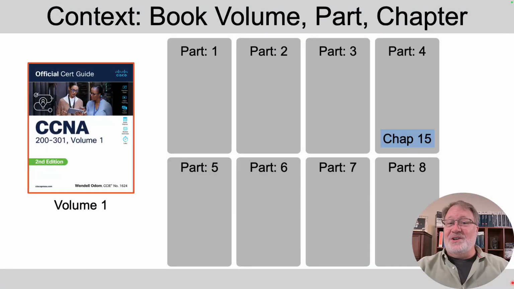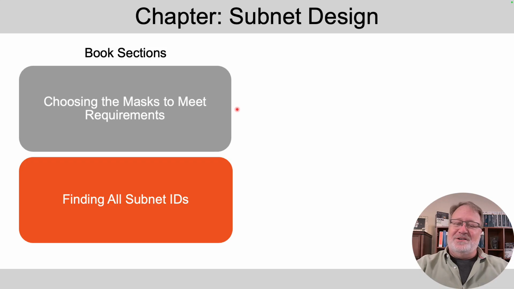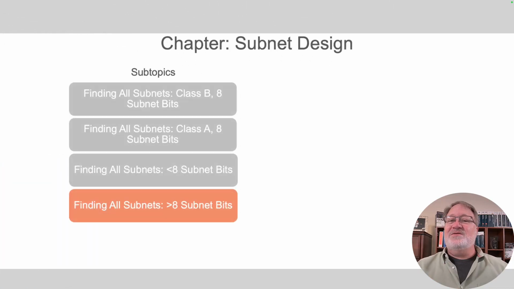Now this intro is a little bit different than most, so pay close attention here. As usual, the book has the same content. It's found in Volume 1, Part 4, Chapter 15 in the current edition. It's the last section there. That chapter has a section on choosing masks and then finding all the subnet IDs once you've chosen that mask. And this video is one of 4.